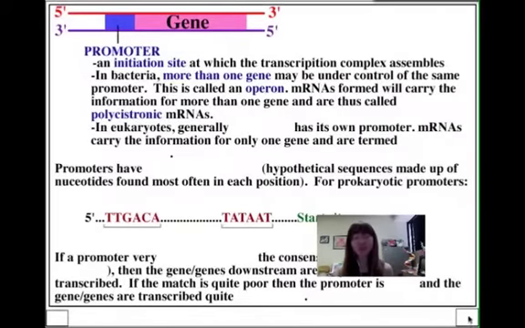In eukaryotes, we don't tend to see this. In fact, generally in eukaryotes, every single gene has its own promoter. And so we call that monocistronic. So monocistronic mRNA, a single gene under control of a single promoter, very different than a polycistronic mRNA.